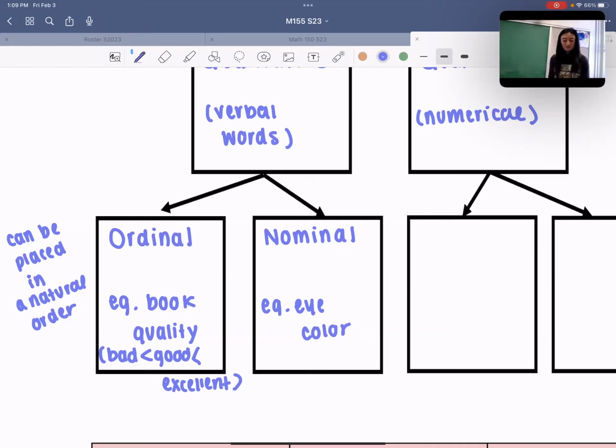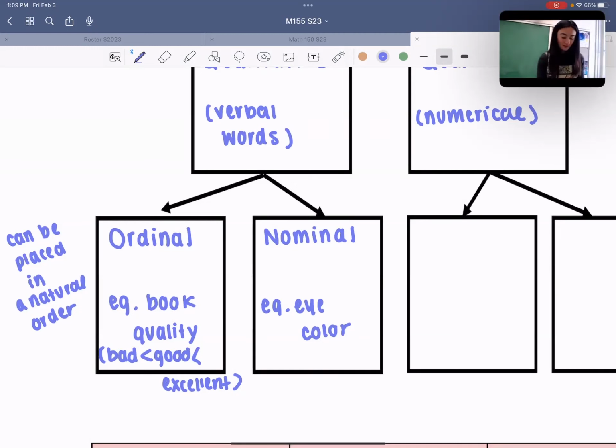Now, in every class, I usually get a comment about Nazis and how they did that. That wasn't normal, right? That wasn't a natural thing. That was more of one person saying that was the best thing. So I'd say eye color is definitely nominal, right? There's no natural order for this.